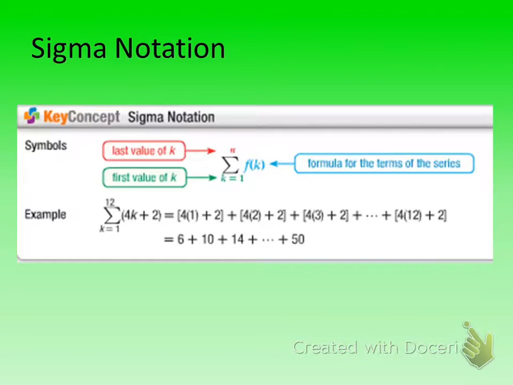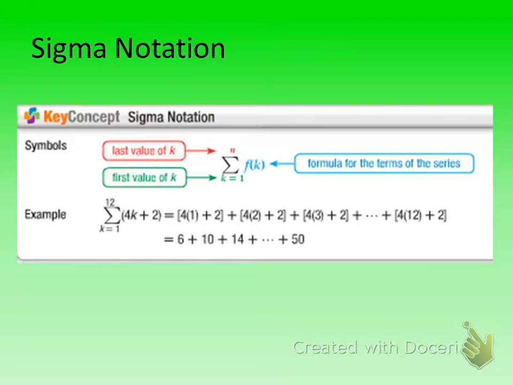Which is notated from the bottom moving through the top. So if you look at your example over here, the bottom one says k equals 1. The top one says 12. So this is the sum. Basically what this means is the sum of a sequence from k's 1 through 12.